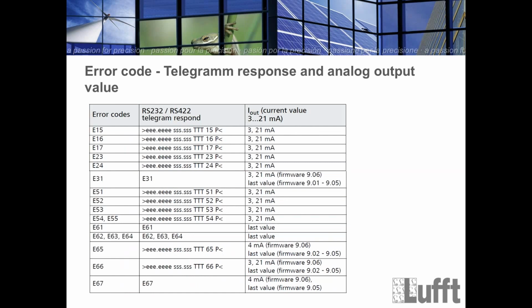Here you see this is also available in the manual. You see what it means in E15. You have 3 or 21 milliamps, and you can handle these two values as errors also for the analog channel. In case of a telegram, you receive these E errors as I mentioned before.